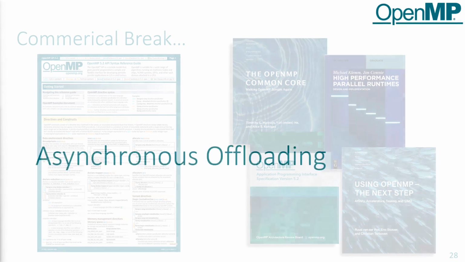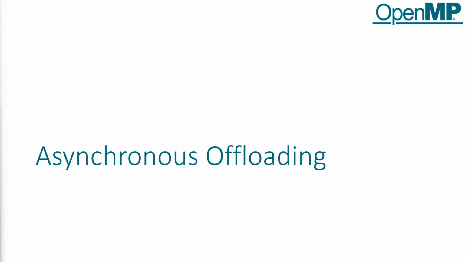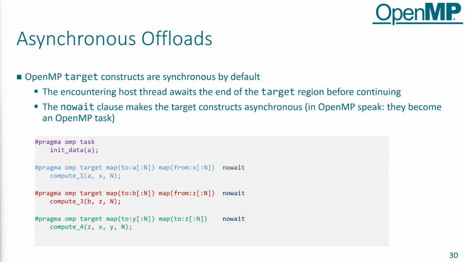All right, asynchronous offloading. So far, everything that we did was synchronous. That means that the encountering host thread actually waited for the end of the target region before it continued. If you want to avoid that, there's the nowait clause, which will turn a target directive like those down here into asynchronous offload regions. So the host thread, when it encounters the target, will launch the kernel and then continue with whatever code comes next, launching those three kernels in sequence and continuing execution.